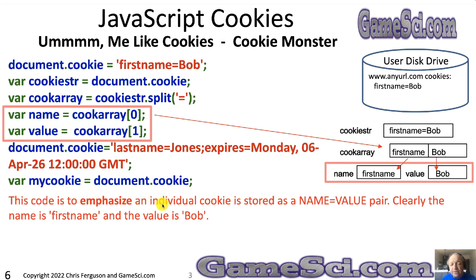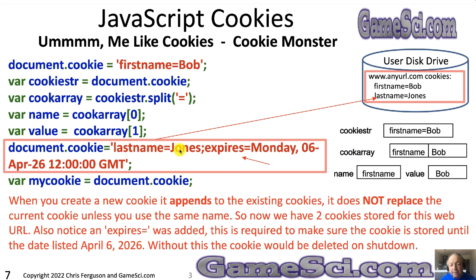This code is to emphasize that an individual cookie is stored as a name equal value pair. Clearly the name is first name and the value is Bob. I'm just taking the data out of the array and storing it in a name variable, and taking the data out of the array and storing it in the value variable. These last 3 lines are more about processing the cookie than actually storing and retrieving it.